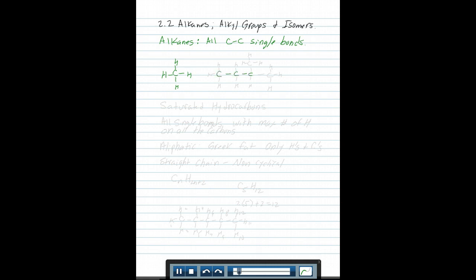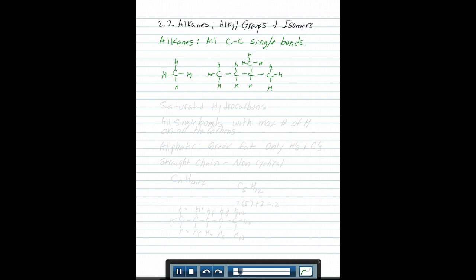Anytime you have C-C single bonds, you can also have branching groups. You have the maximum number of bonds on your molecule. You don't have a double bond, you don't have a triple bond, you don't have any oxygens. It's just carbons and hydrogens, and everything is a single bond. Okay, so these are basically examples of alkanes.